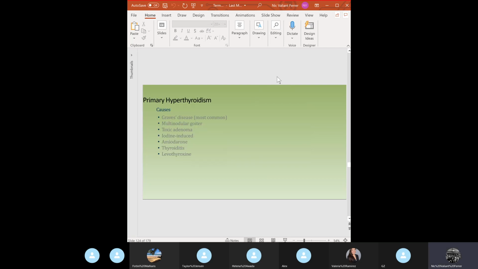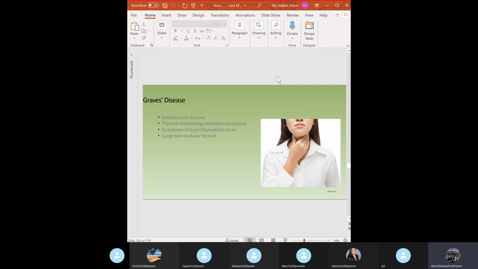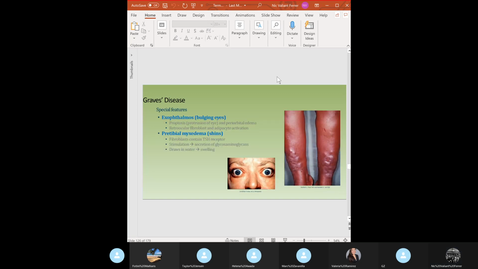Causes, high yield: Graves' disease, and some others. Graves' disease is an autoimmune disease, so you have a thyroid-stimulating antibody, along with anti-TPO and anti-thyroglobulin antibodies. The special features, high yield: exophthalmos. Look at this, bulging eyes. You have proptosis and periorbital edema. Why? Due to fibroblast and adipocyte activation. You can also see pretibial myxedema here.